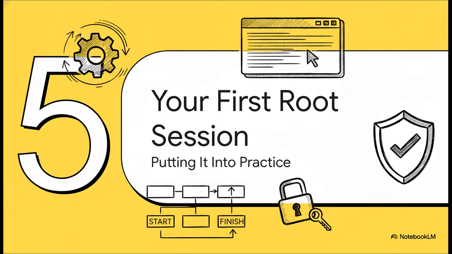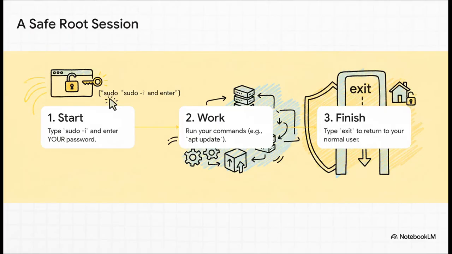Okay, so knowing the rule is one thing, but actually seeing it in practice, that's where it really clicks. So let's walk through what a nice, safe root session actually looks like, from the moment you start to the moment you finish. It's really just a simple 3-step dance. Step 1, you start. Type sudo -i, hit enter, and then put in your own password. Easy. Step 2, you do the work. You run those powerful commands, like updating your system. And step 3, and listen, this is absolutely the most critical part. You finish by typing exit. That brings you right back to the safety of your normal user account.